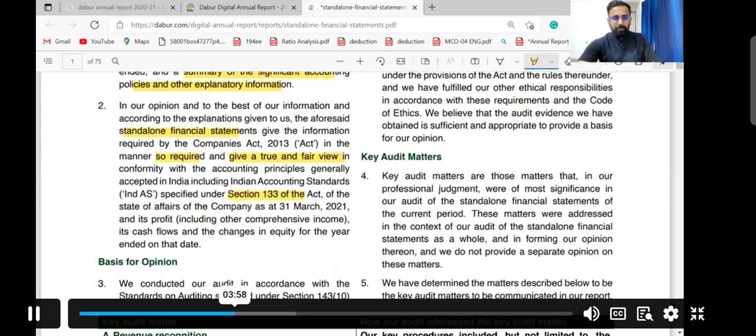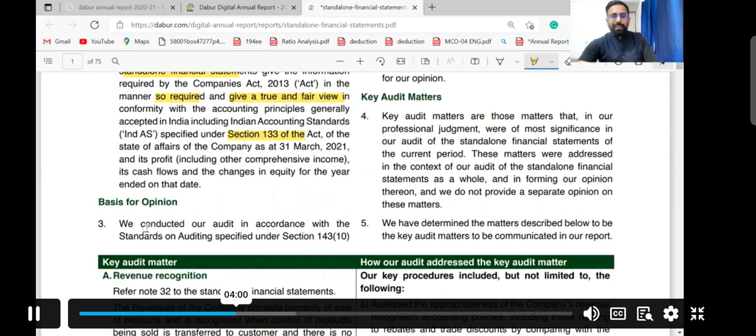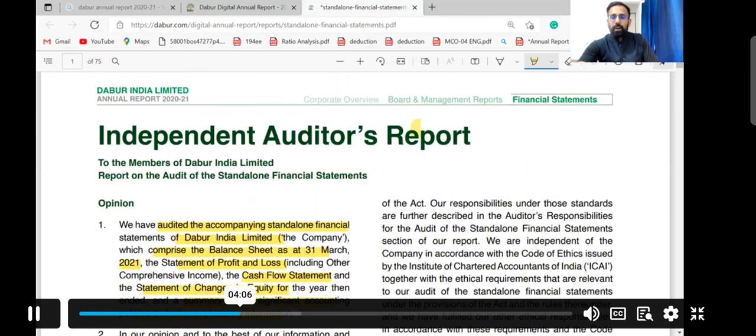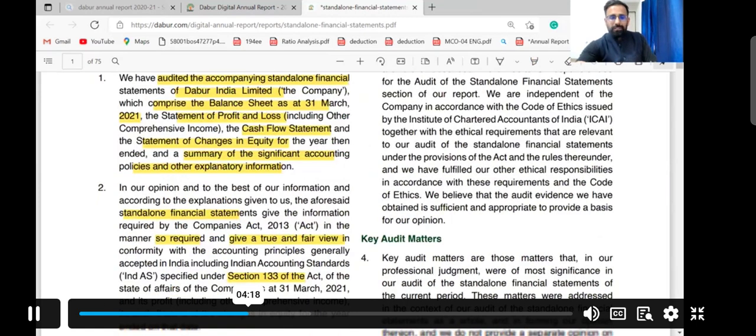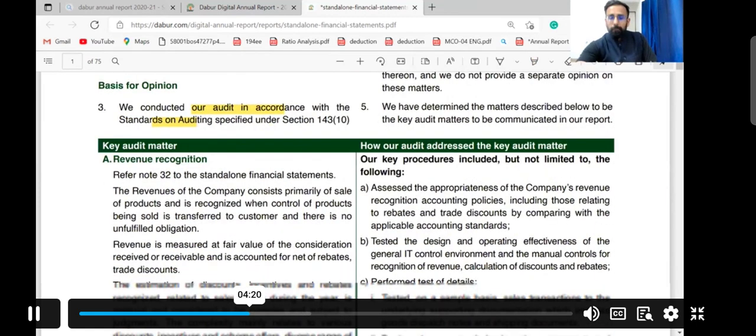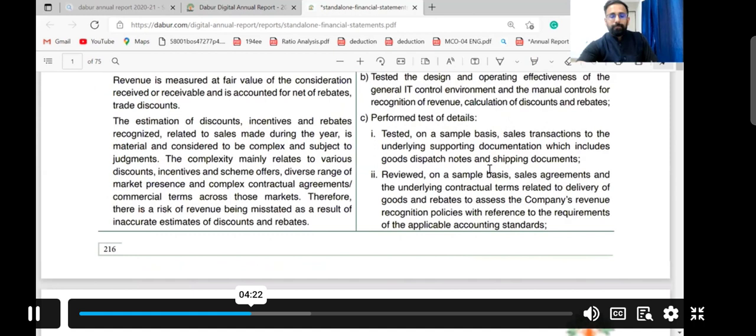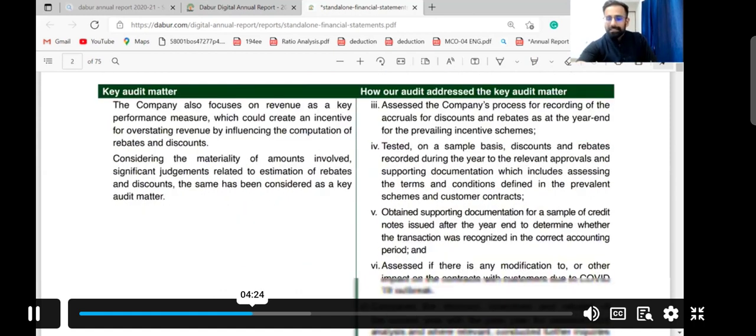Now if you see further, they have given some information. We conducted our audit in accordance with the standards on auditing specified under section 143 of the Act, and our responsibilities under those standards are further described. So they are saying they have conducted their audit as per the requirement of the standards, right? And they are saying the company has prepared their financial statement properly, they have complied with all the relevant accounting standards, and these things are given, right?